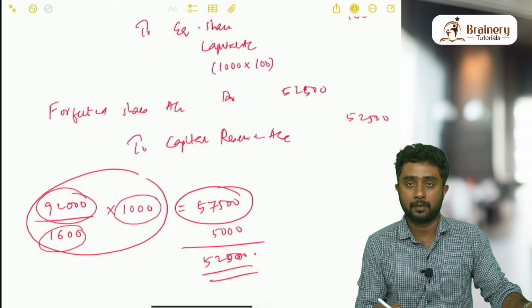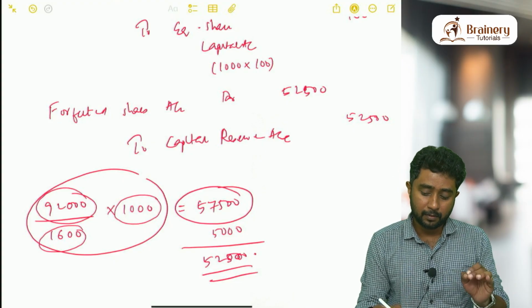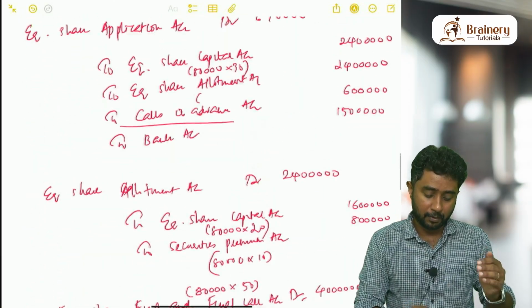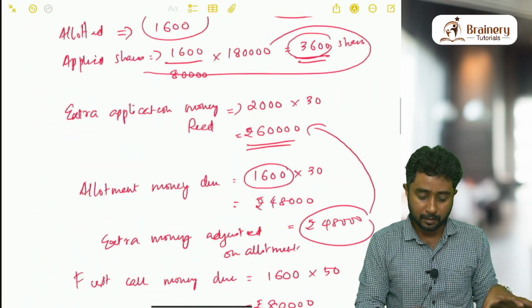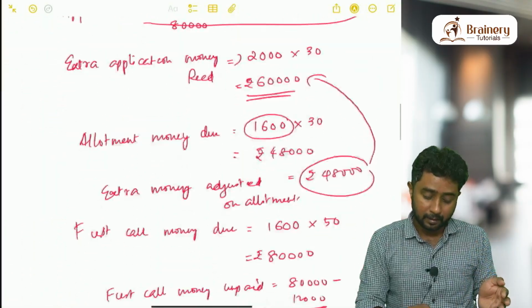Why is it transferred to capital reserve? Because it is a capital gain. Okay, so this is how you have to do it. So what all things did we do in the question? I'm not going into David's part and the initial table part because we already discussed that once. Other than that, what did we do?